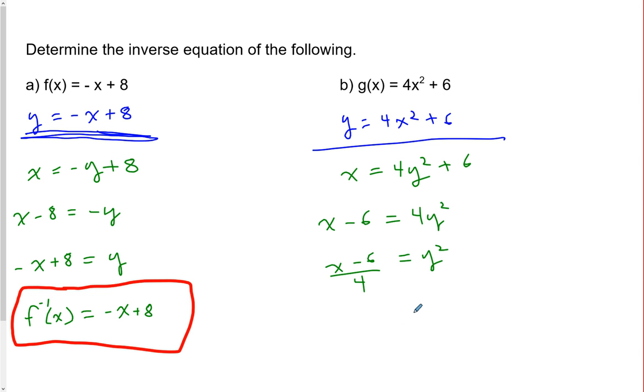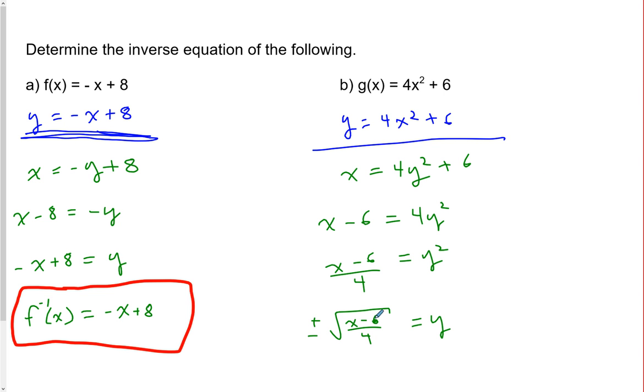And you might think, hey, I'm done. I isolated the y, but you haven't. The y is squared. So we got to take the square root of both sides. That's going to leave us with y equals the square root of x minus 6 over 4. But we got to remember it could be plus or minus, right? Because when we take the square root of 4 it could be 2 or negative 2, because both of those things, when you square them, give you 4. So we got either plus or minus.